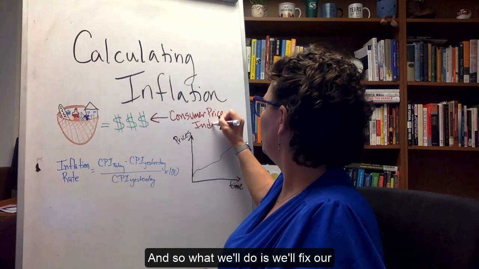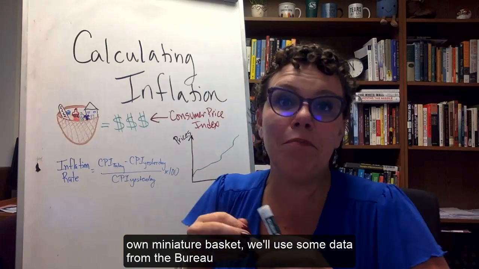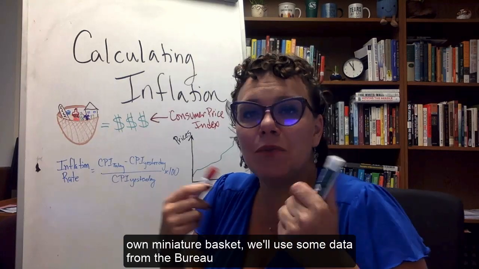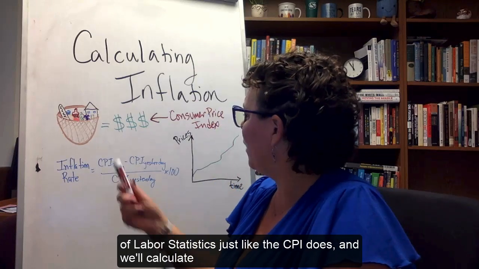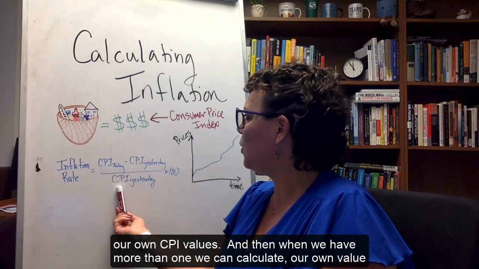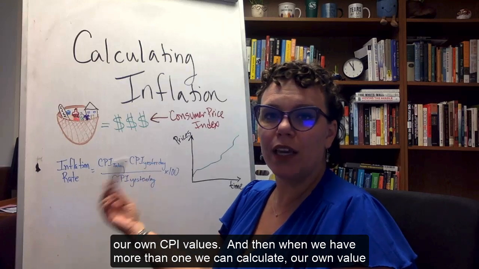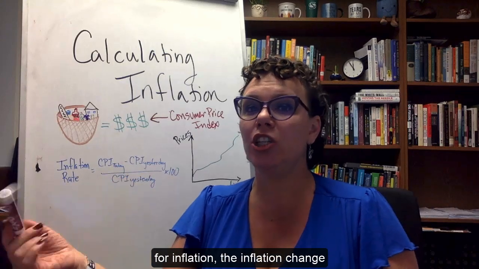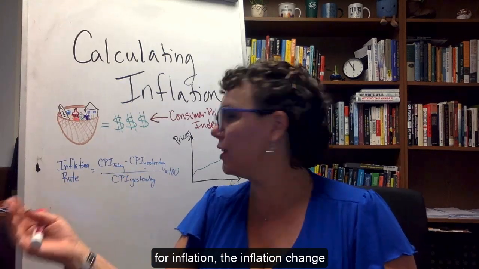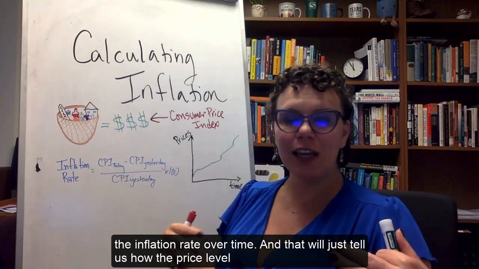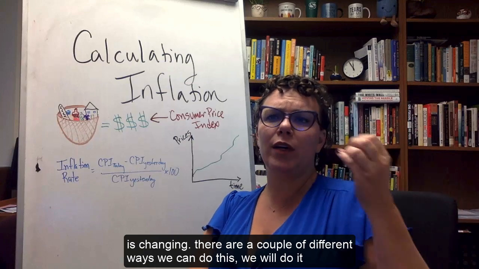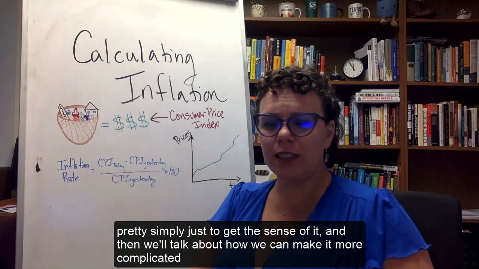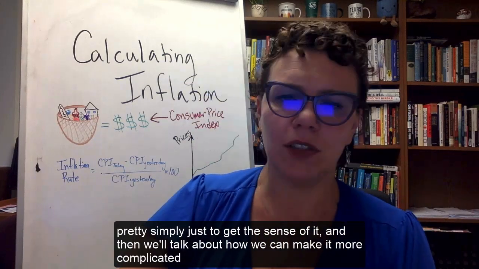So what we'll do is fix our own miniature basket. We'll use some data from the Bureau of Labor Statistics, just like the CPI comes from, and we'll calculate a couple of CPI values. Then, when we have more than one, we can calculate the inflation change, the percent change, the inflation rate over time. And that will just tell us how the price level is changing. There are a couple of different ways we can do this. We'll do it pretty simply just to get the sense of it.